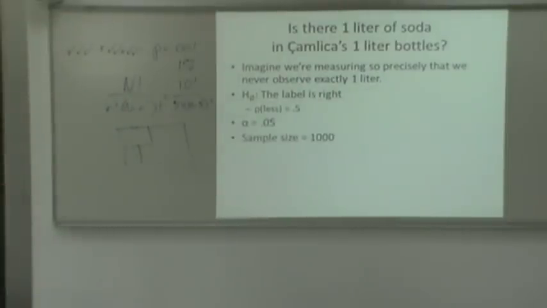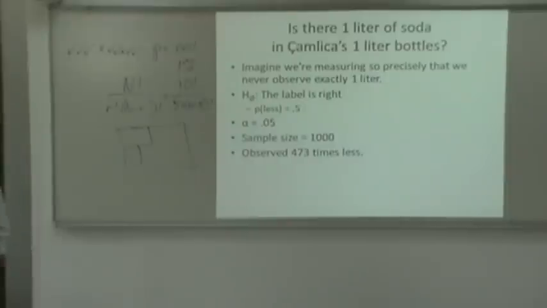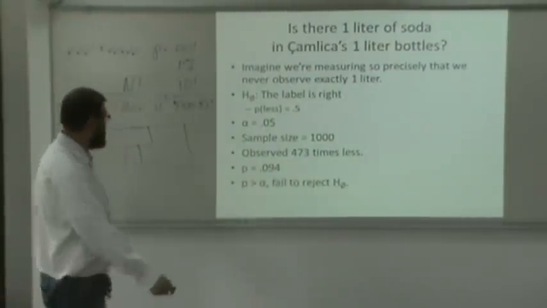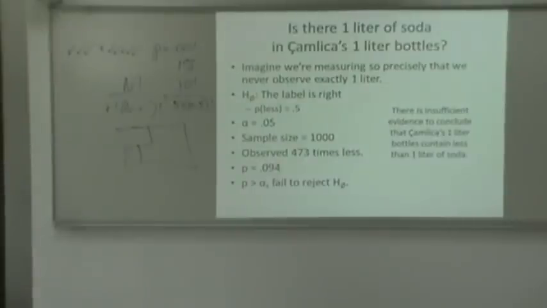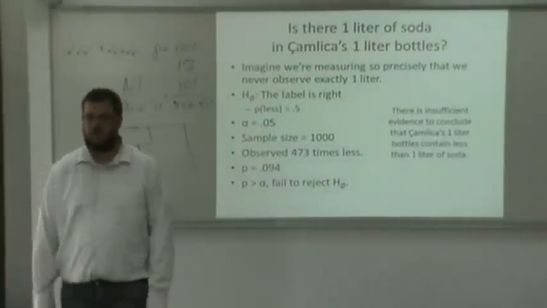Alpha is 0.05, our sample size is 1,000. We really, really like Chamla-Jaw. And we find that Chamla-Jaw has less than 1 liter of Chamla-Jaw in it 473 times. So, do our calculations. The p-value is 0.094. This is more than alpha. What do we do? We fail to reject. There is insufficient evidence to conclude that Chamla-Jaw's 1 liter bottles contain less than 1 liter of soda.